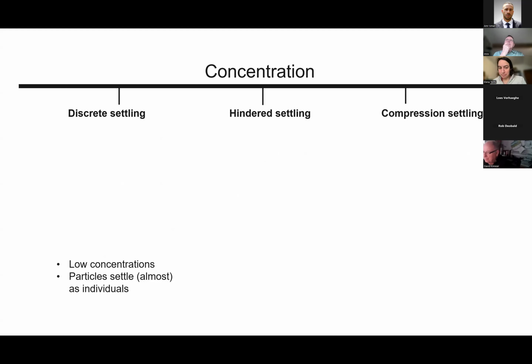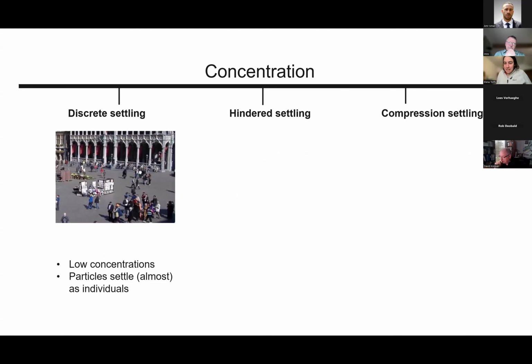So let's look at this in a bit more detail. At very low concentration, you would have discrete settling, where particles settle almost as individuals. They will never completely settle as individuals, but they have a lot of space around them to choose their own path. I like to illustrate this in this way. For instance, look at you being a person on a big square with not a lot of people around. If you want to go from one part of the square to the other, you can do it at your own velocity. You can choose pretty much any path. Yes, there are some obstacles to avoid, so you're not completely independent, but you have a lot of space and freedom around you. So you can walk almost as an individual. That's the idea of discrete settling. Not a lot of interaction with the other particles or humans around you.